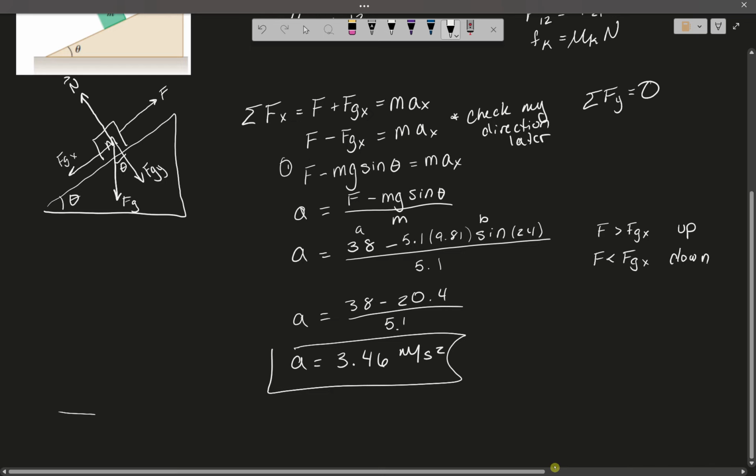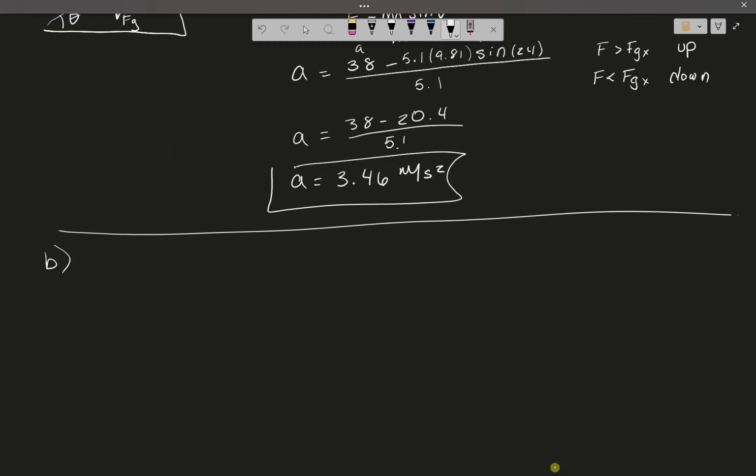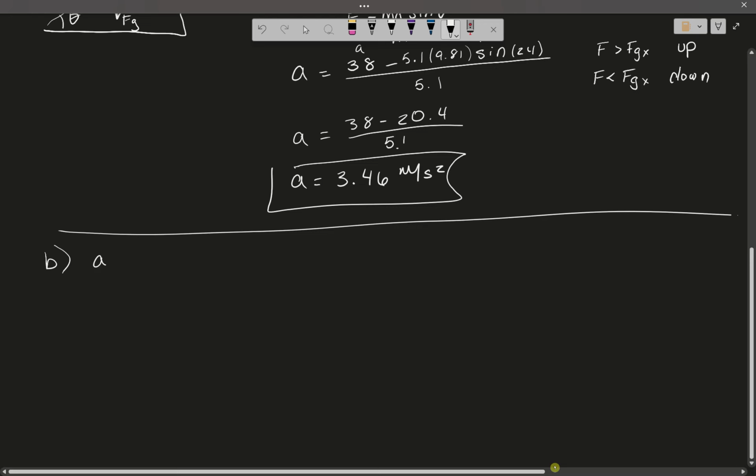Part B, I'm going to draw a line. Part B wanted us to find the acceleration of the block. So we want acceleration again, but now we have a coefficient of kinetic friction between the block and the incline of 0.12. So I'm still going to solve for acceleration, but I need to redraw my force diagram because I have an additional force here.